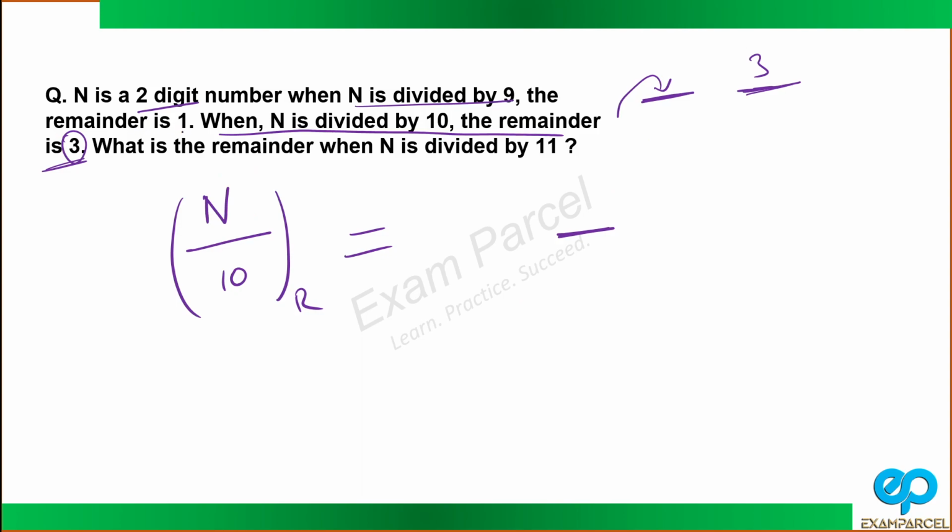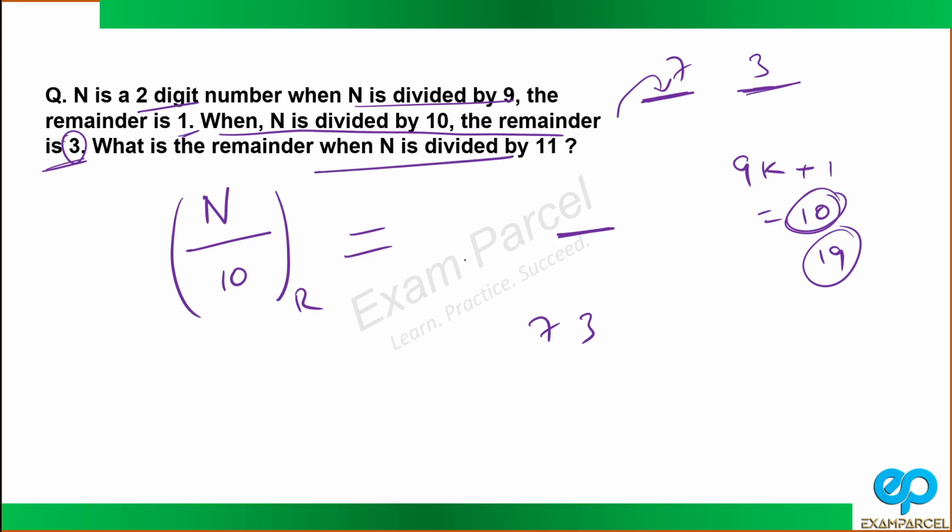N is divided by 9, the remainder is 1. So what will be the value here in order to get a remainder of 1 when I divide by 9? That will be of the format 9k plus 1, right? So this will be either 10 or 19. If I put k equal to 1, this will give me 10. If I put k equal to 2, this will give me 19. So in order to get 19, this has to be 16. Obviously this has to be a digit, right? So in order to get 10, I will put 7, right? So it means that my 2-digit number is 73.